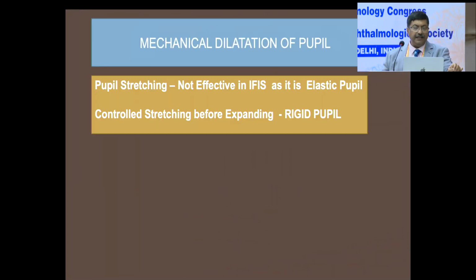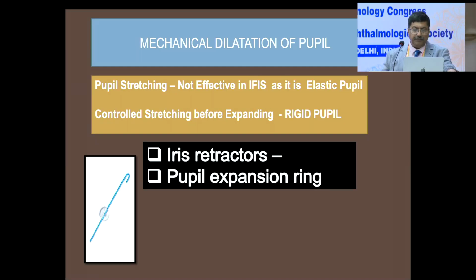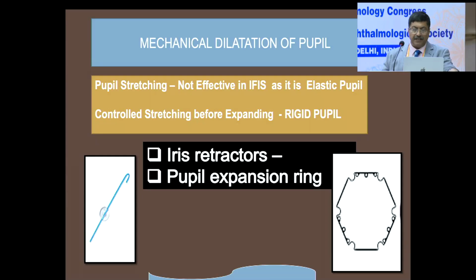How do you mechanically dilate? Pupillary stretching is not effective in IFIS as it is in elastic pupils, or it may be a controlled stretching before expanding as in case of rigid pupils, by the use of iris retractors and pupillary expansion rings like the Malyugin ring.